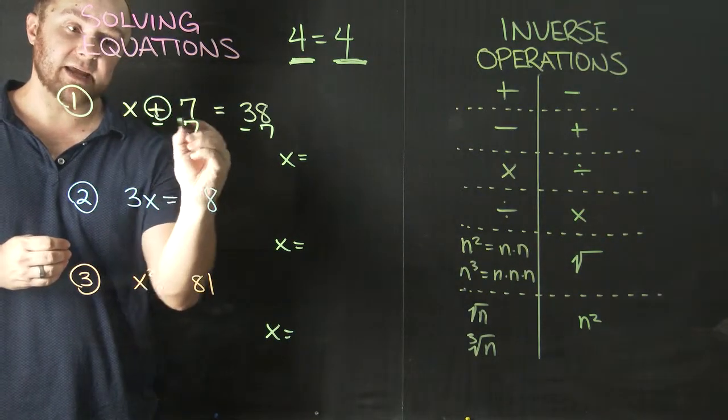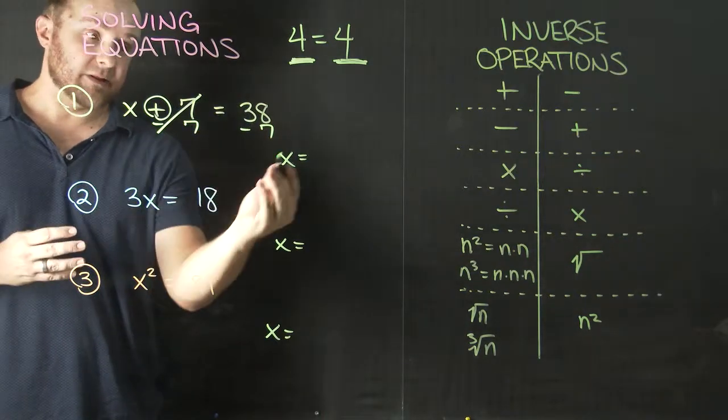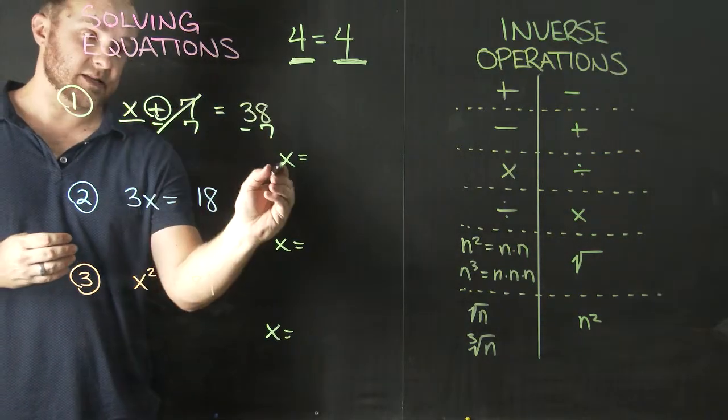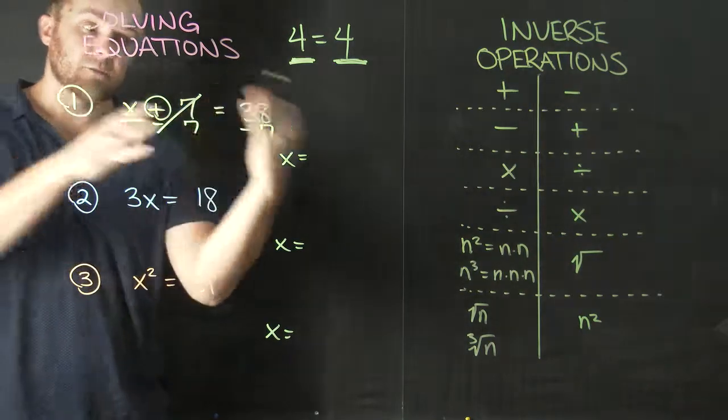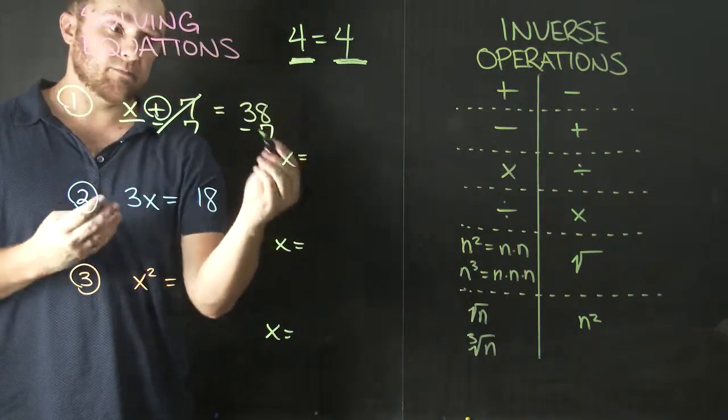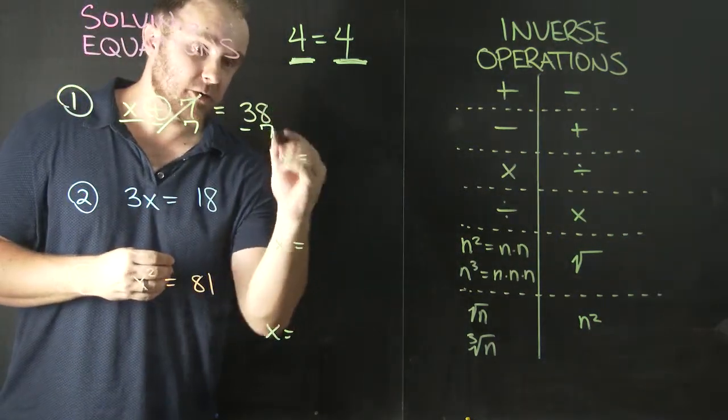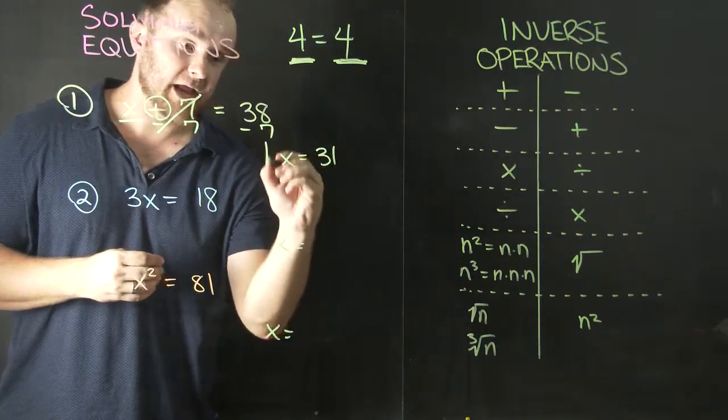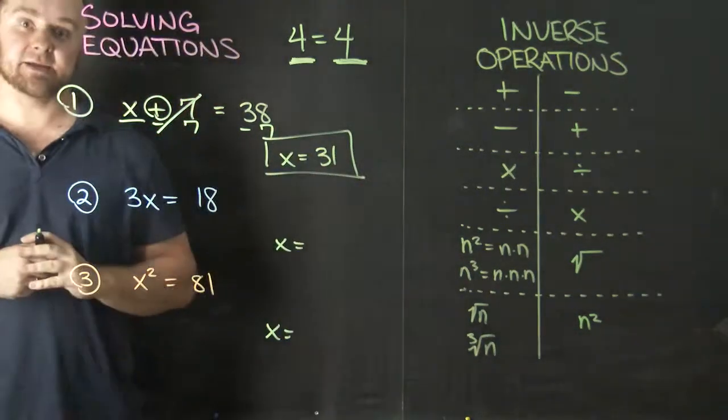And now we can solve this. A positive 7 and a negative 7 equals 0. So now on the left hand of the equal sign, I only have an x left, which is exactly what I want. On the right hand of the equal sign, I have 38 minus 7. So I can solve that expression. 38 minus 7 is 31. And now I've solved that equation for x.